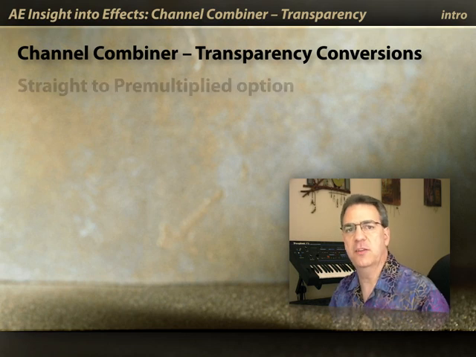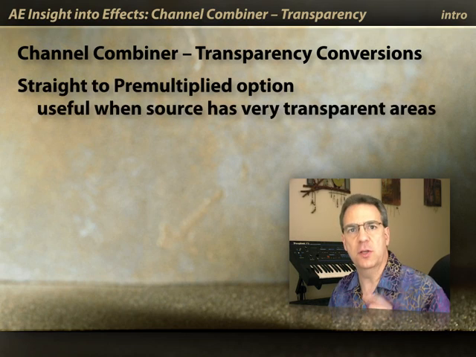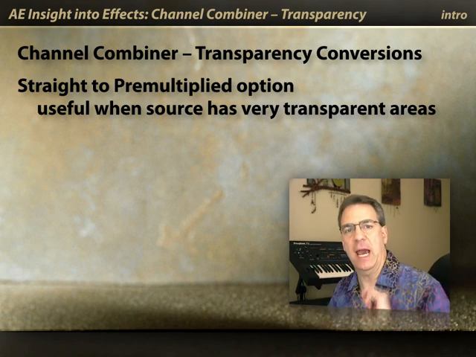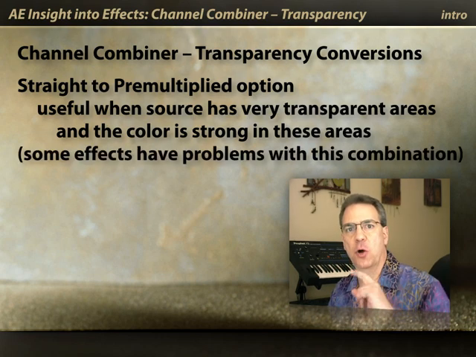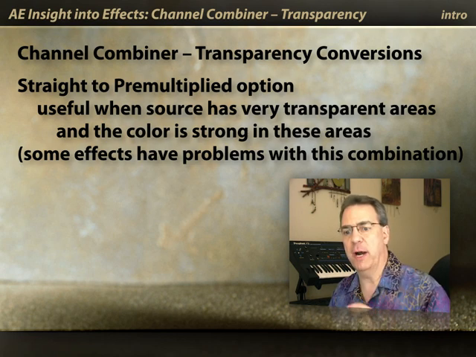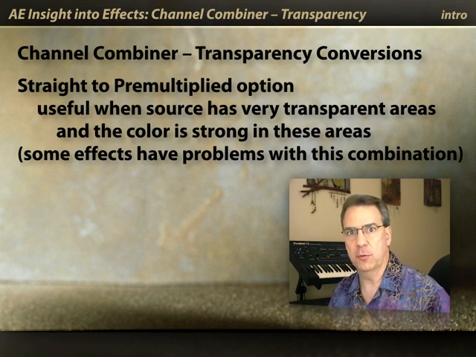The third aspect of the Channel Combiner plugin we're going to look at is the mysterious Straight to Pre-Multiplied option. You basically use it when you have a source that has a very wispy, transparent alpha and a lot of color in that transparent area. Some effects don't process the color in that alpha correctly. You can use Channel Combiner to alter how the color in the alpha is displayed to an effect, to alter how the effect is going to process that color. Let me show you an example.